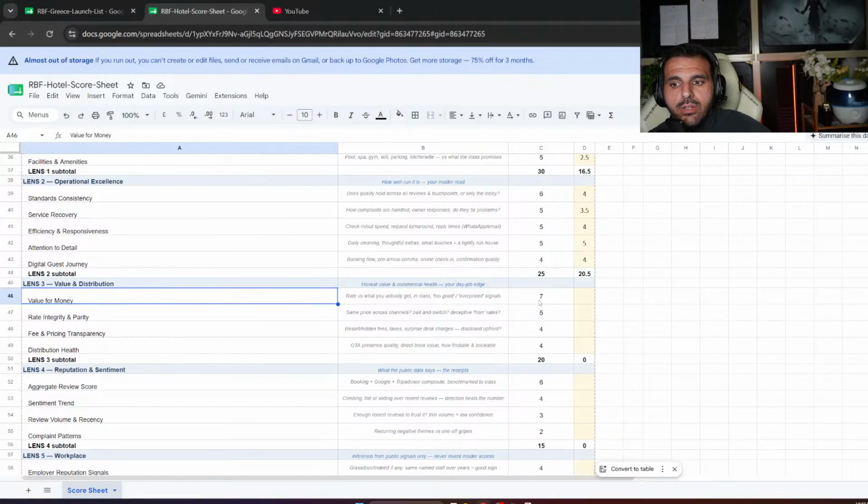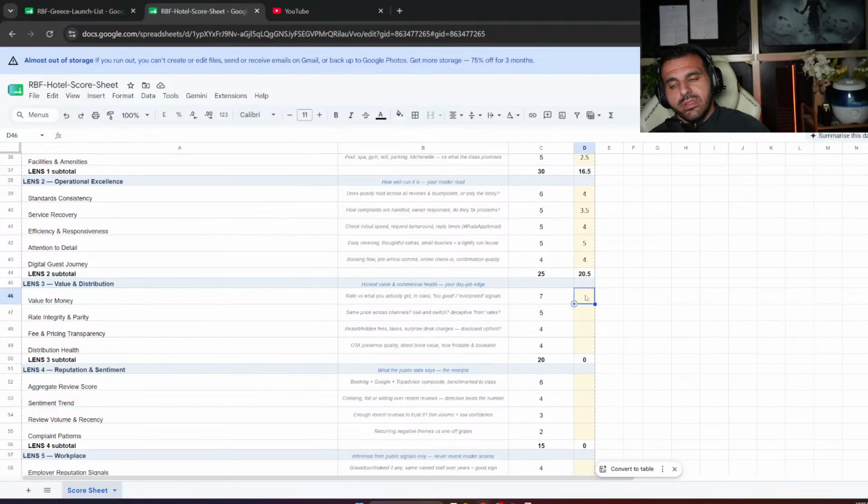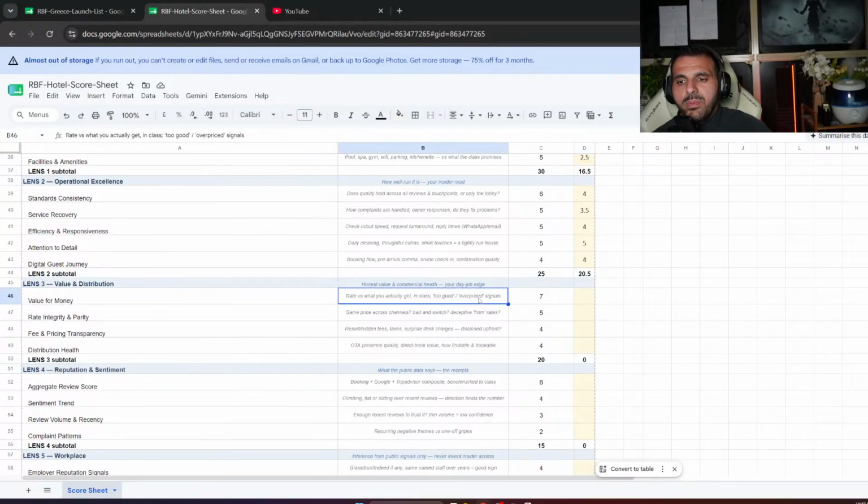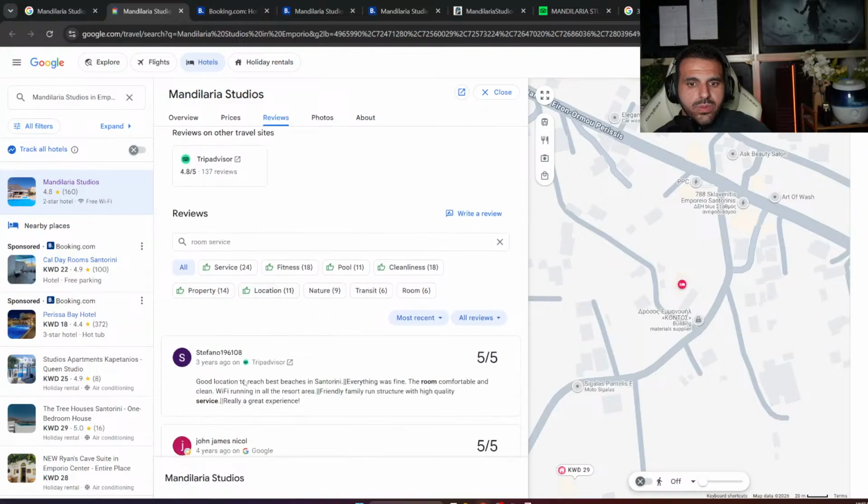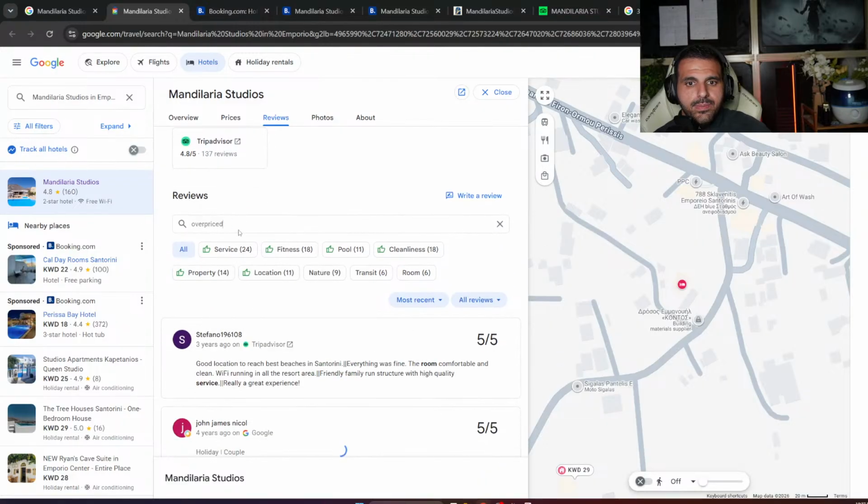Okay. Value for money. The value actually is, I would not say it's bad. They at least have a pool, no spas and other things. No one mentioned that the price is a problem. Let's have a quick search also about it over here. Nothing about being overpriced.